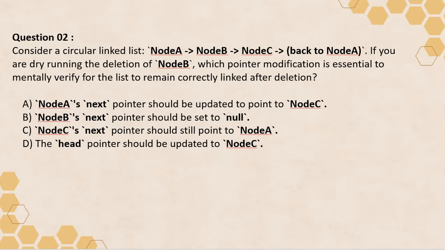Now the second question: consider a circular linked list with the nodes A, B and C, and the link from C goes to A, and this makes the linked list circular. If you are dry running the deletion of node B, which pointer modification is essential to maintain the validity, mentally verify, not at the compiler level, for the list to remain correctly linked after the deletion?